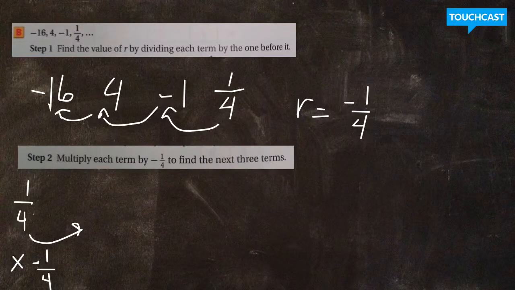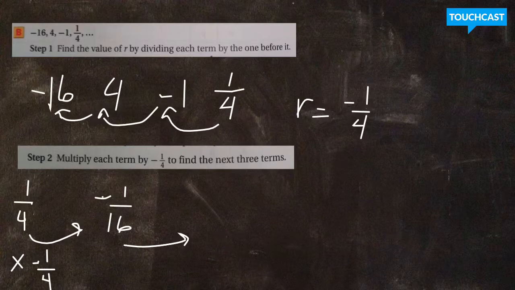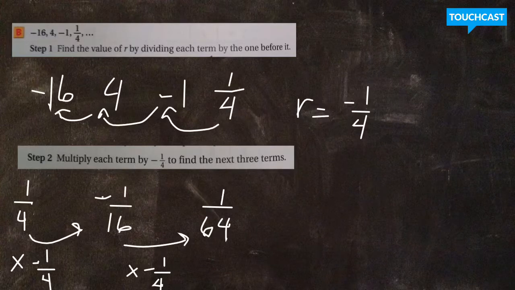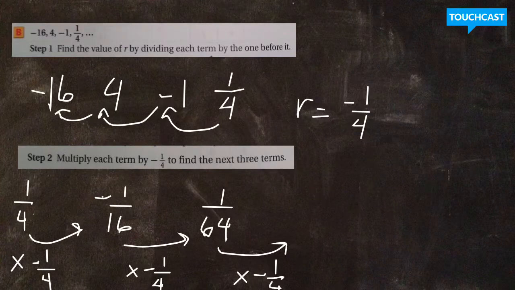So we're going to take the 1/4 that the sequence we were given ends with and multiply that by -1/4. And that's going to give us -1/16. And we're going to take that and multiply it by another -1/4, which will give us 1/64. And we need to do that one more time. Multiply by -1/4. So we can result in our third term, -1/256.